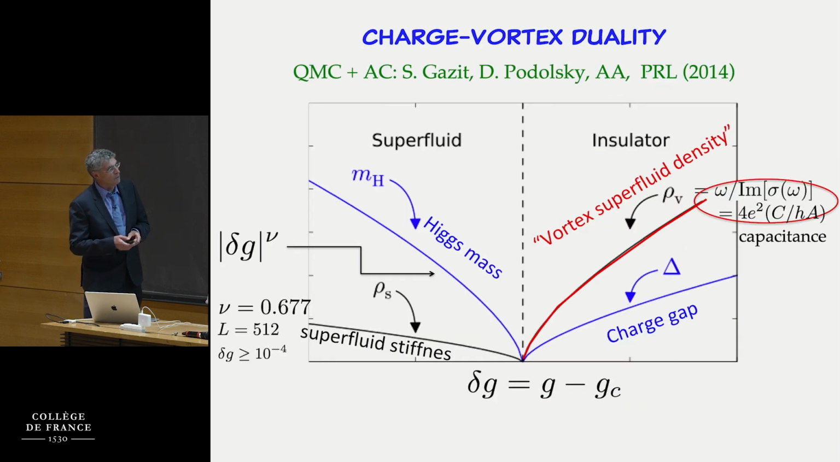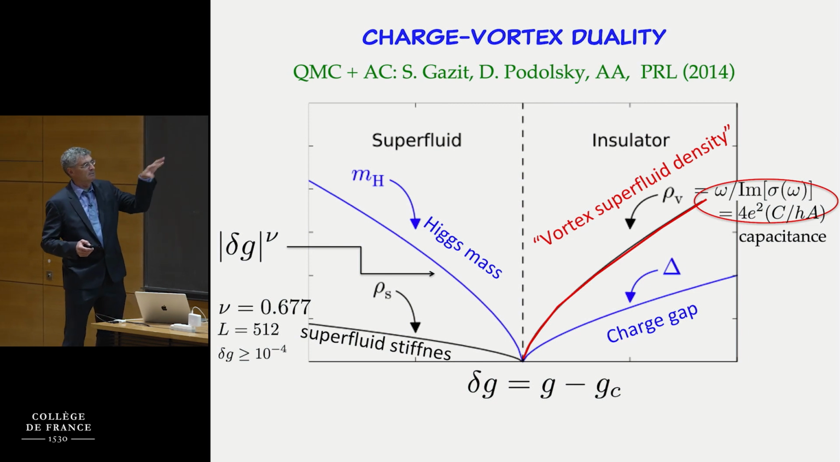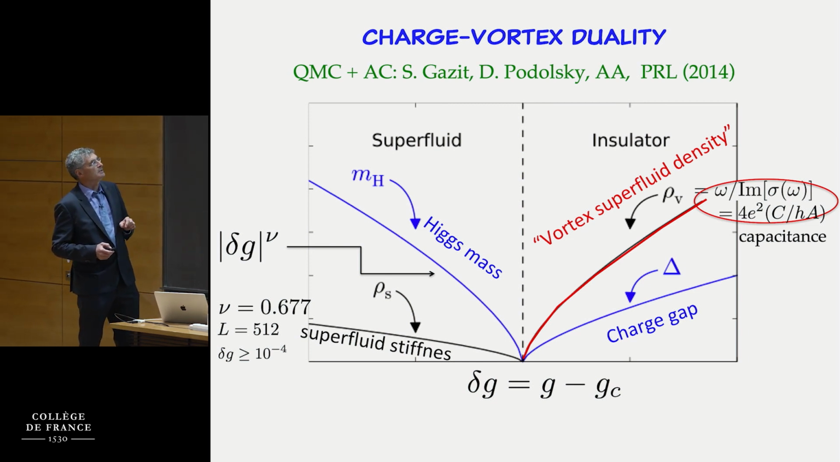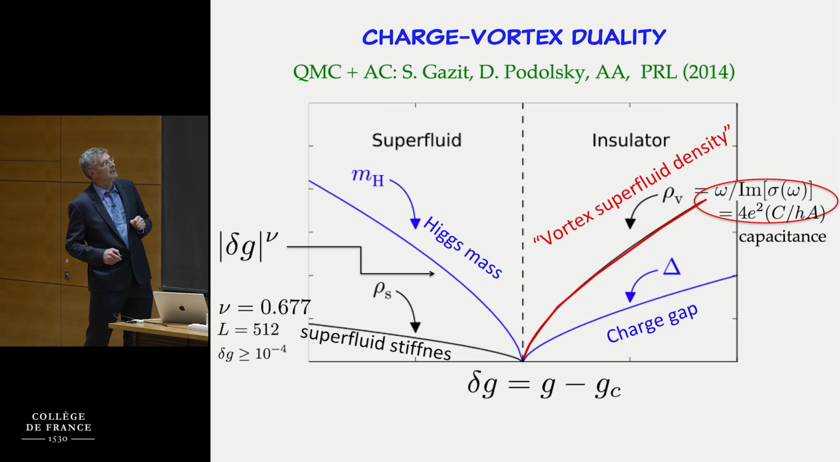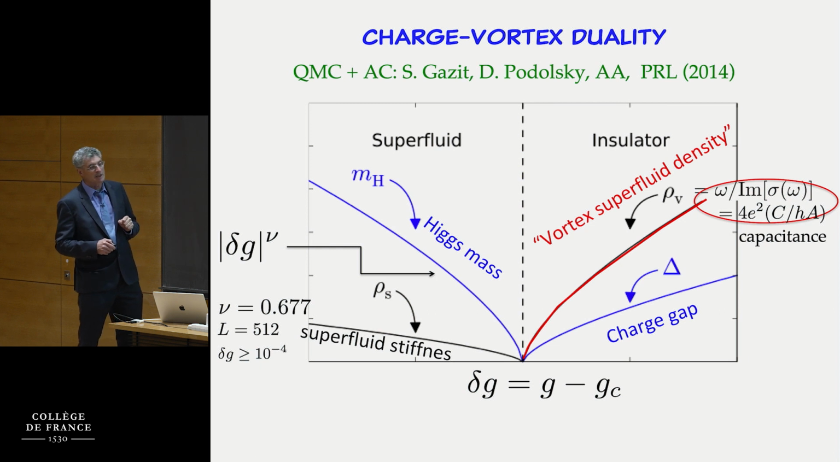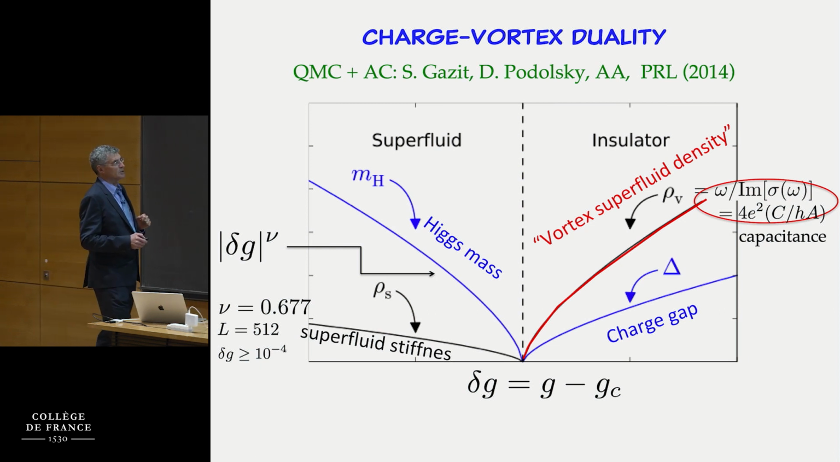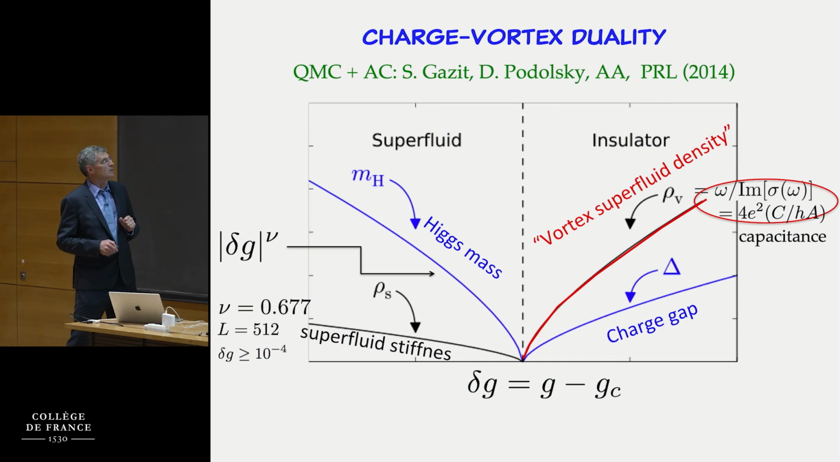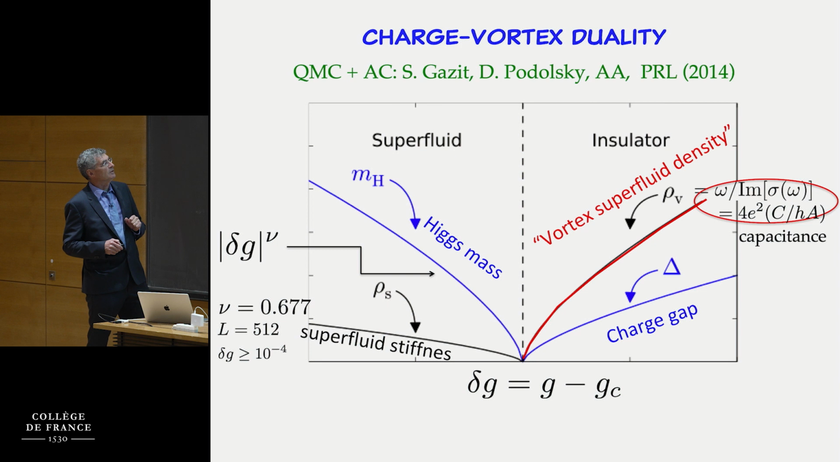This was numerical work, which was done. It's essentially taking all the numerical work I was discussing before by Snir Gazit and showing that the superfluid stiffness, which is measured numerically, vanishes with an exponent 0.677, which is the three-dimensional XY exponent, best known number. The Higgs mass falls down with the same exponent. So the Higgs mass is related to the superfluid stiffness locally and is critical with the same correlation length. And the charge gap, again, vanishes with the same correlation length, but on the other side.